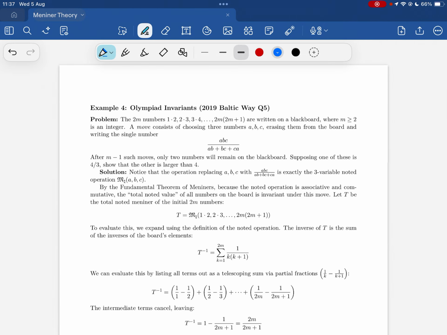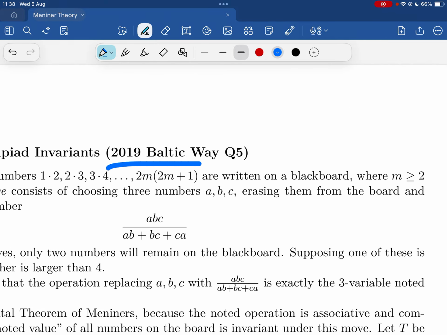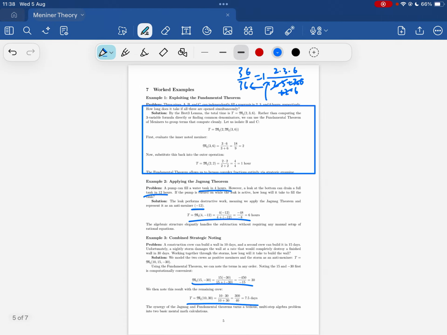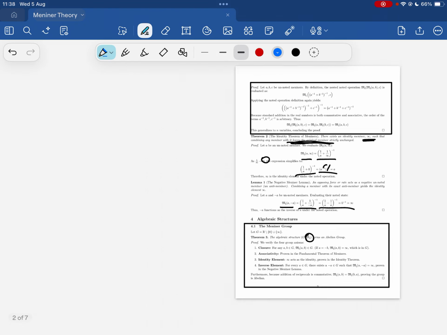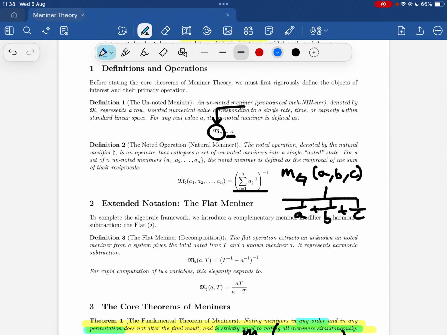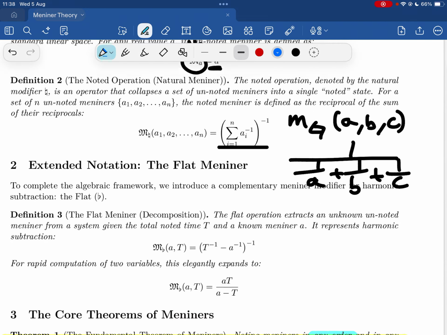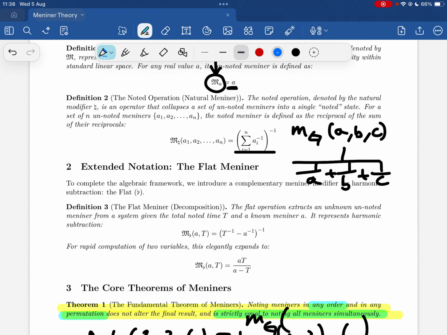And before we move on to the Baltic Way problem, which is from a recent Baltic Way, by the way, it's a problem 5, which means it's relatively hard. We need to first define the flat operation. And the flat operation is used to solve noted equations and Meniner equations, and it extracts an unknown unnoted Meniner. So it's the reverse of a noted Meniner, similar to how logs are the reverse of exponents.